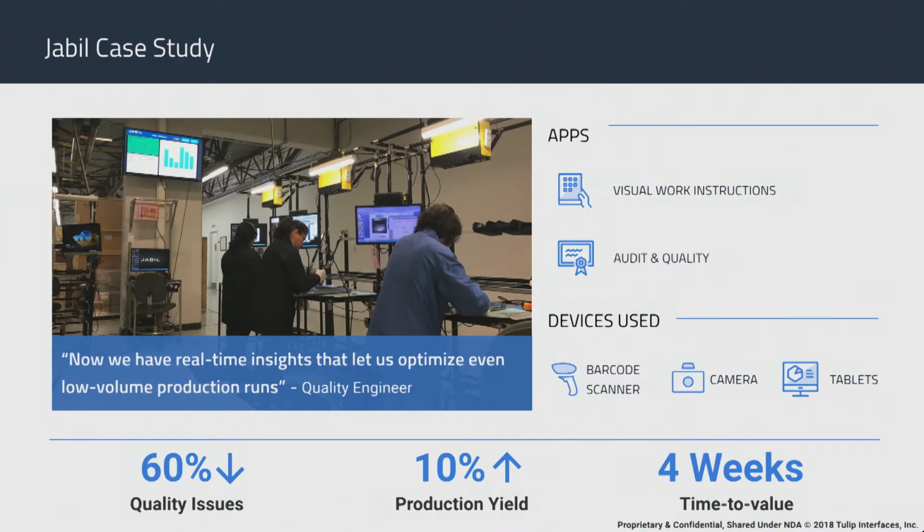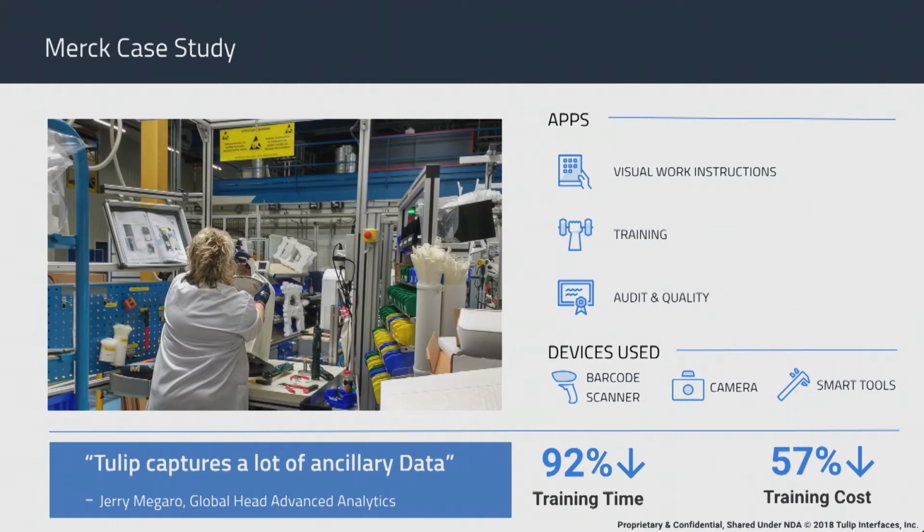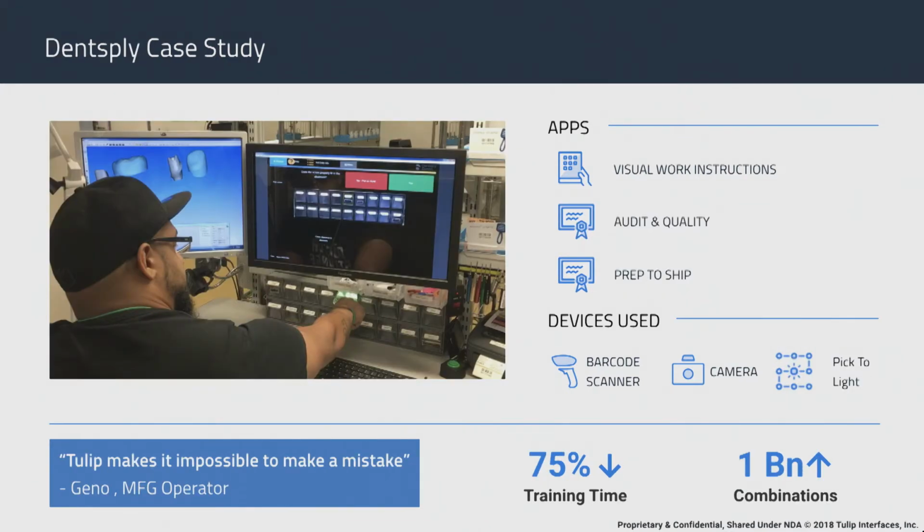In the example here with Jabil, one of the largest contract manufacturers in the world, in their NPI lines and their flex lines, they've reduced their quality issues by overall 60%, while at the same time being able to produce more. And in the Merck case study that we have here, this is a training use case of being able to reduce by about 60% the cost of training a new employee and doing that in a fraction of the time. So these are a couple of examples where the numbers will speak for themselves.